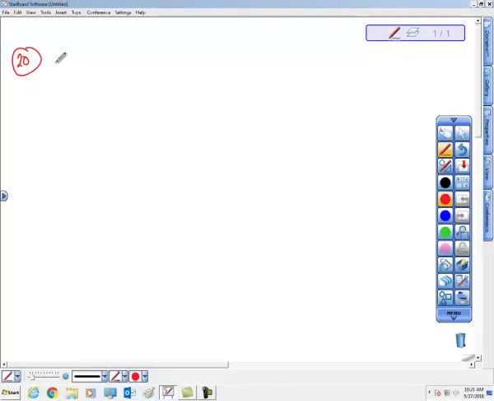In problem number 20, they want to know which compound has a greater percent by mass of chromium. And they give you two different ones. You've got K2CrO4, and then you've got K2Cr2O7. And they want to know which one has a greater percent chromium.